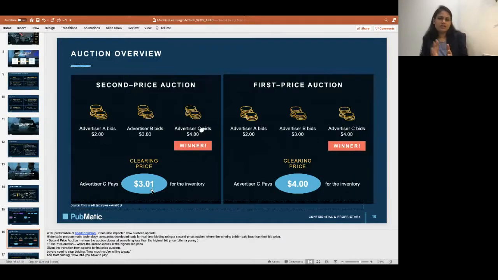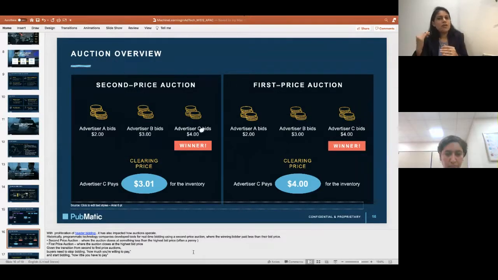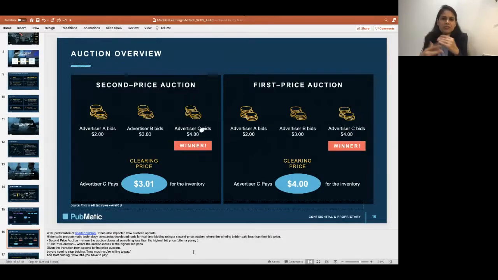Now, there is a shift from the second price auction to the first price auction. Here in the first price auction, the auction closes for the highest bidder, which is the same as in second price, $4 in this example. However, it has to pay the same amount, so advertiser C has to pay $4 as the clearing price for the inventory. So with this transition from second price to first price, buyers have to stop bidding by thinking about how much they are willing to pay, and start bidding with a mindset of how little they have to pay for this inventory.